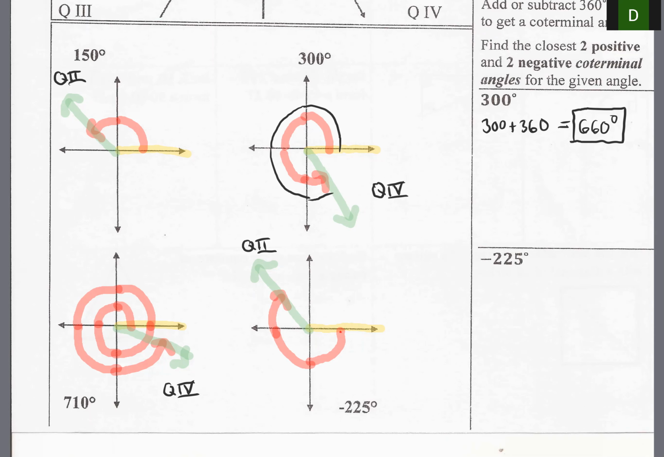Okay. So that's a 300 degree angle of rotation. 360 would be all the way around. Okay, that makes sense, I suppose. Okay. So let me get rid of that.